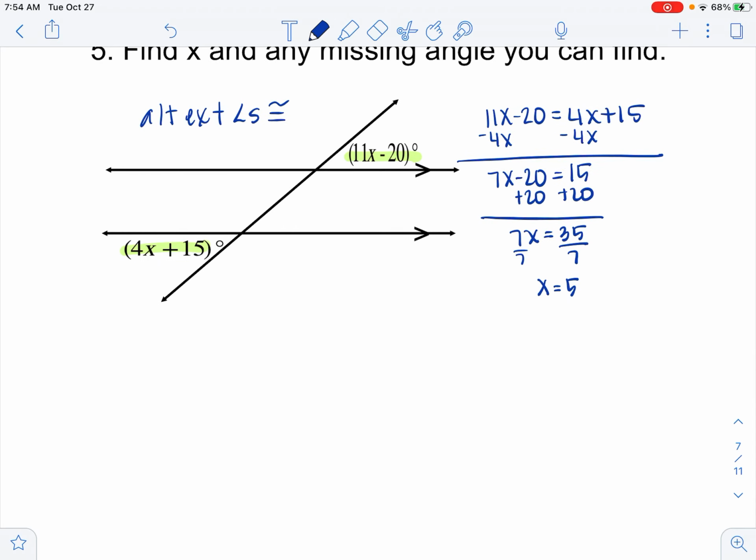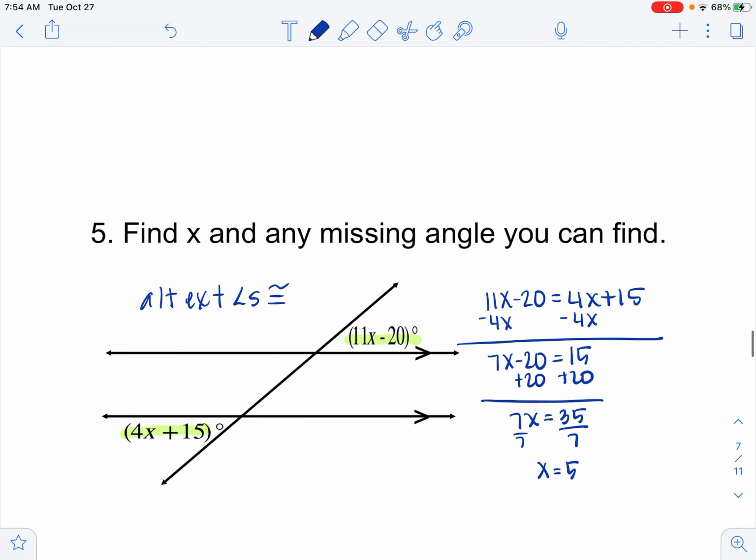Okay, so now I need to find my angles. So I'll start with the one that's 11x minus 20. It doesn't matter which one you start with. 11 times 5 minus 20. 11 times 5 is 55. 55 minus 20 is 35 degrees. So I just got this angle is 35 degrees. I know vertical angles are congruent. Then I'm going to do 180 minus 35, which is 145 degrees. So this is 145, and this is 145.